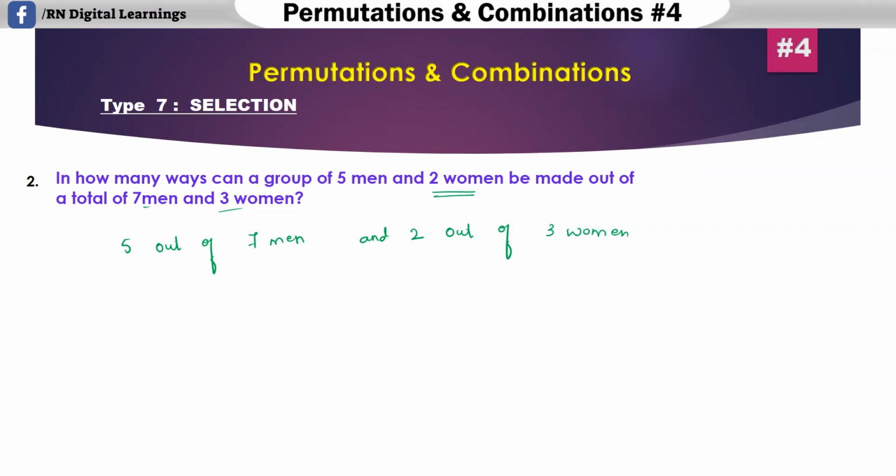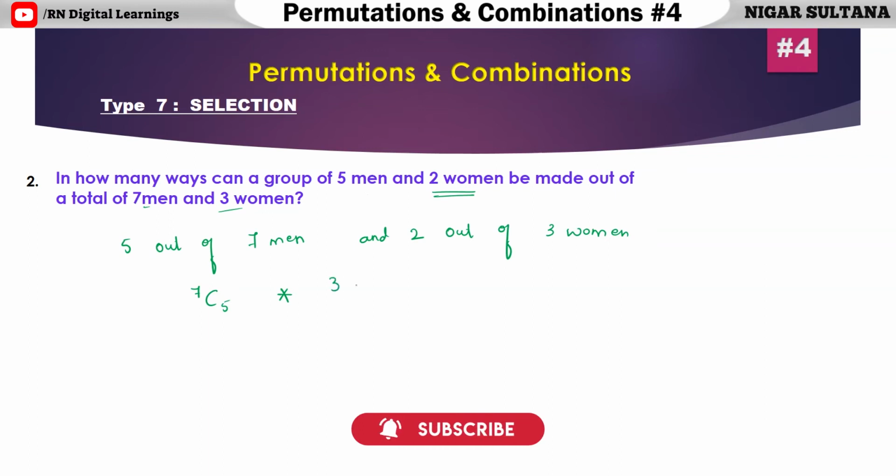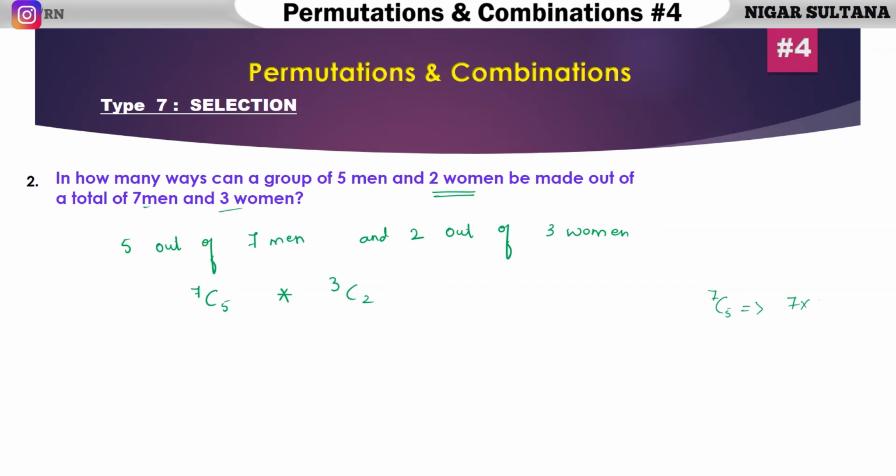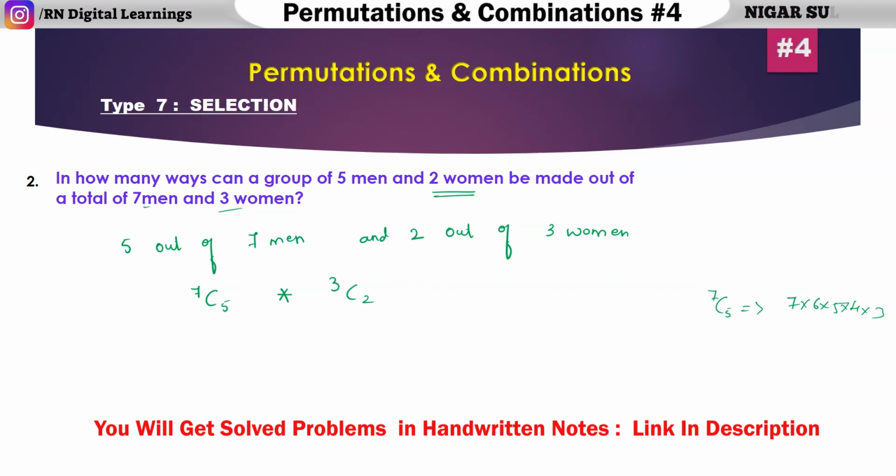So how can we represent this in the form of combination? 7C5 into, and means into, 3C2. So let's expand this. See, you need not write like this. 7C5 can be written as 7 into 6 into 5 into 4 into 3. No, this is a long way. There is a shortcut for this.